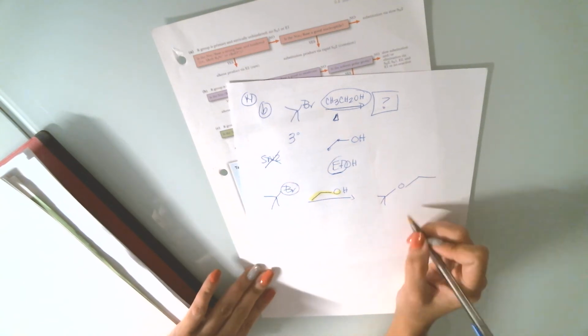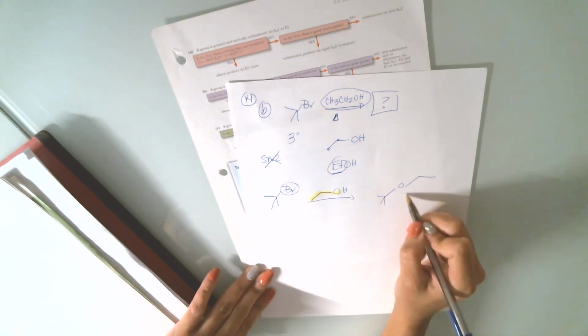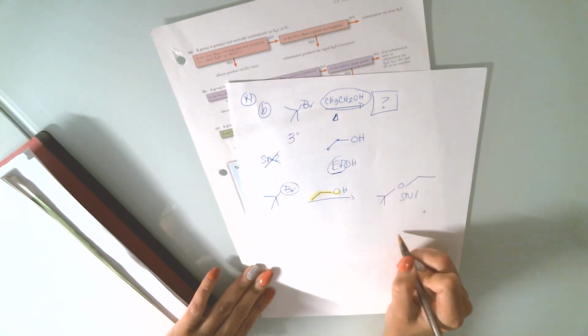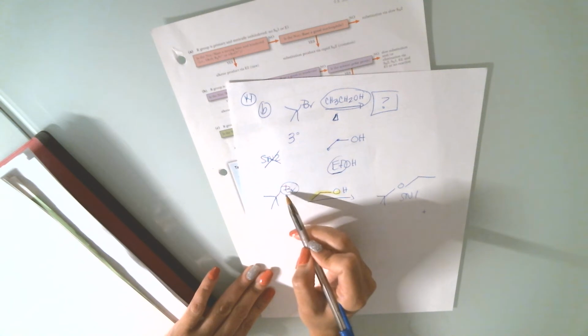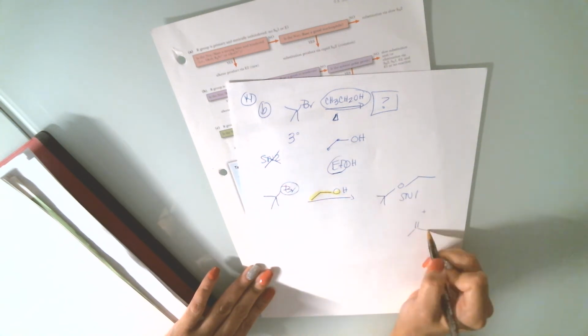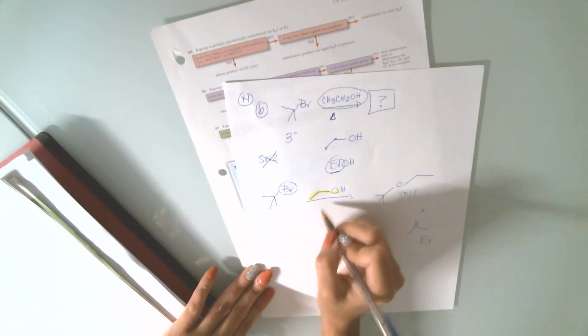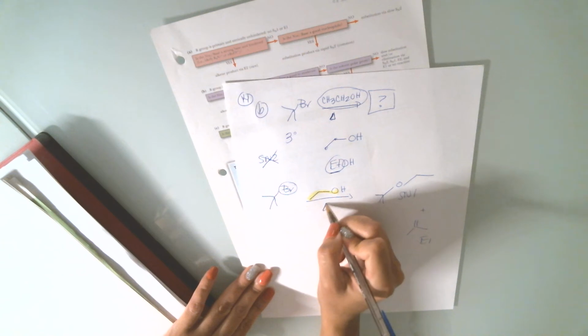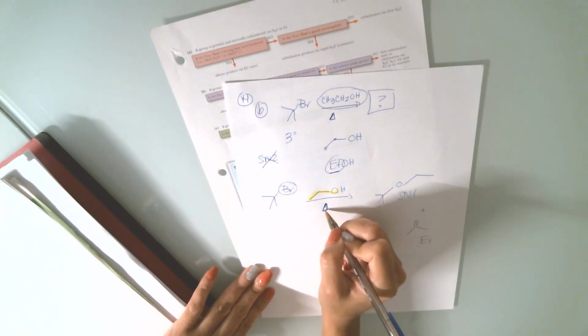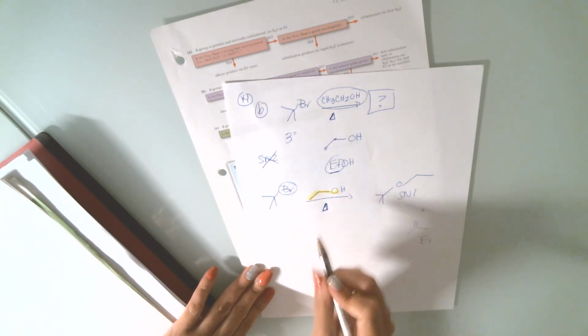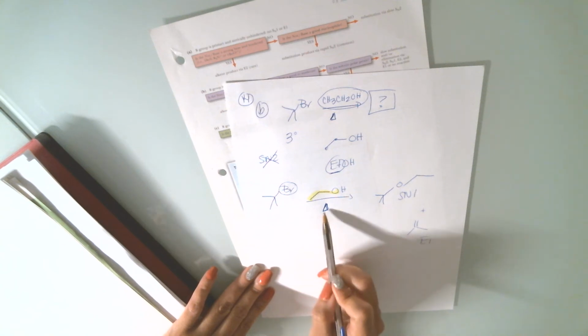E1 product. That is the elimination. This is the SN1 product for the elimination. You will take this away, and then you will put a double bond. So this is for the E1. And just in case you forgot from the class, whenever you see that triangle here, that means heat.